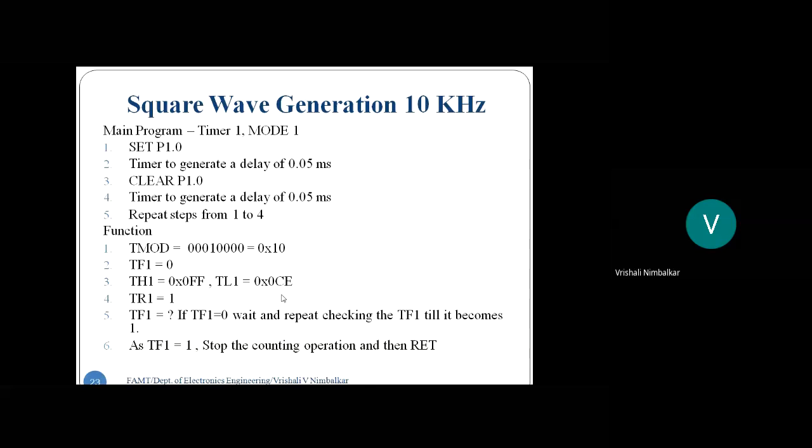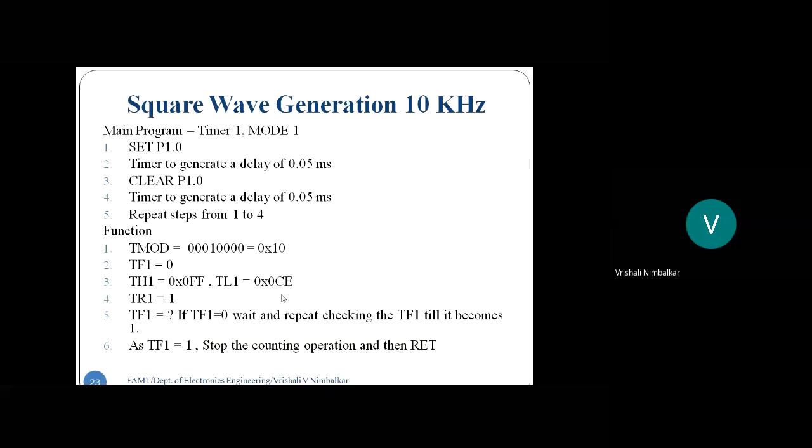After FFFF, what is the count that gets loaded in those registers? In mode 1, the count loaded is 0000. Are you getting me? It means that FFCE count is lost. Mode 0, mode 1, mode 3 are one-time operating counts, one-time occurring events, right?